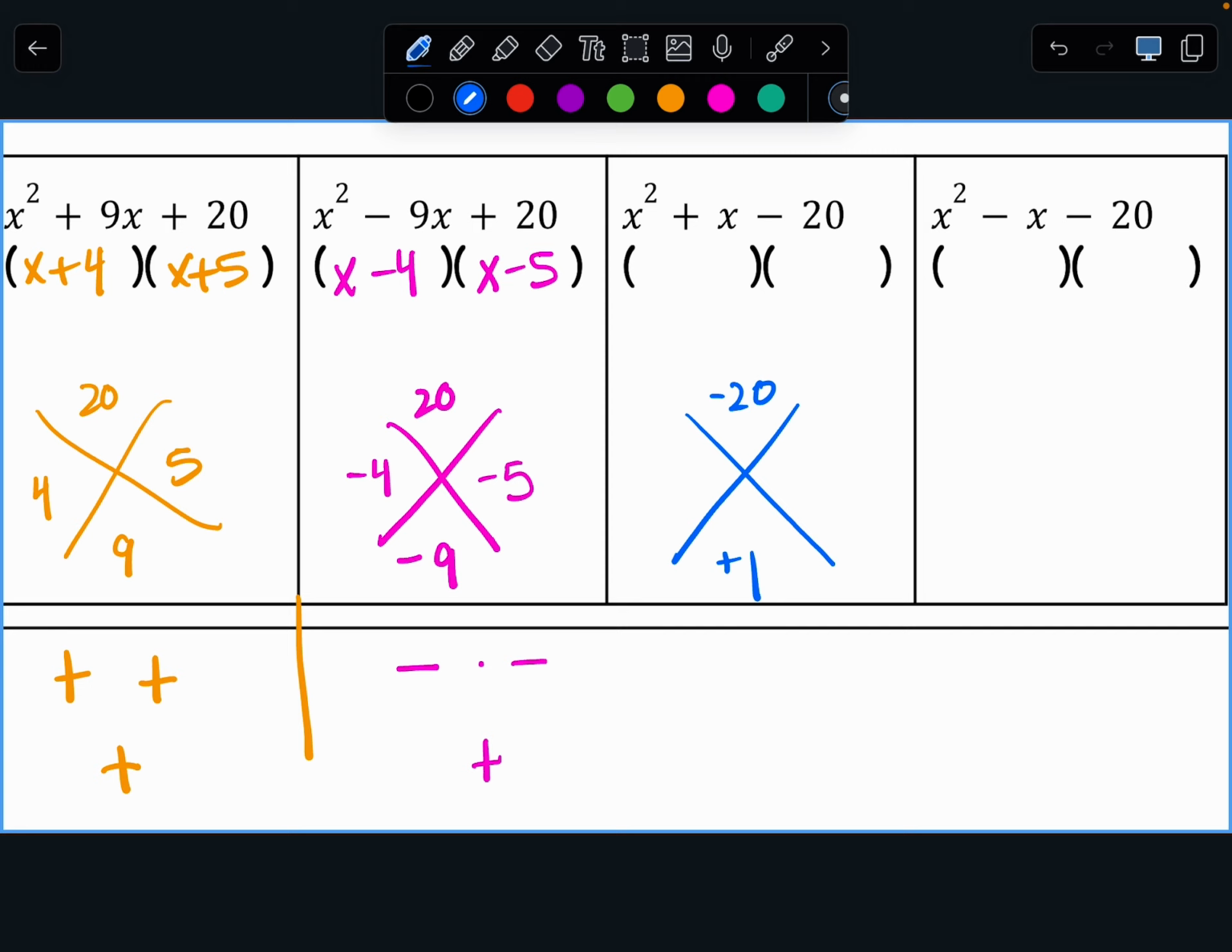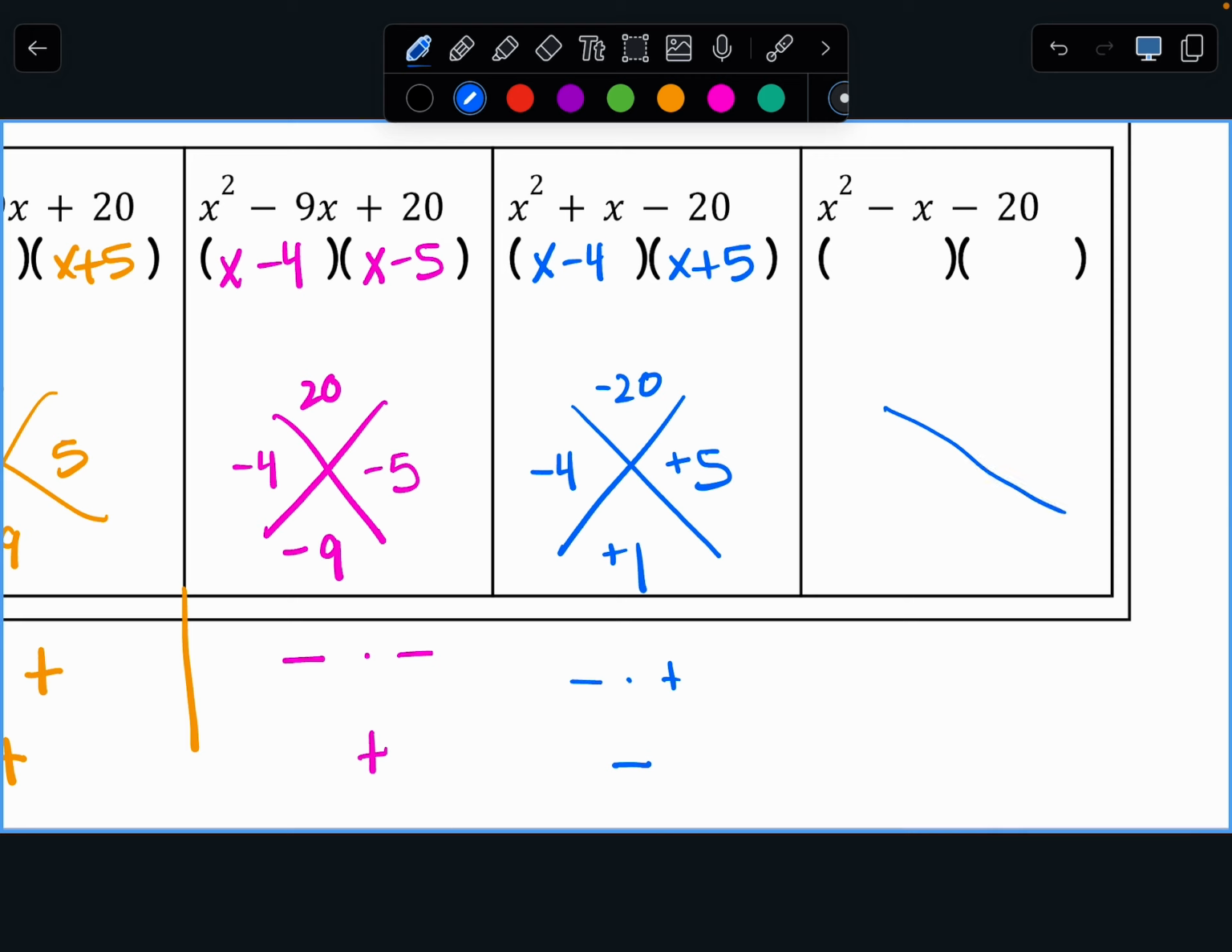The factors of 20 that can give me a positive 1 are negative 4 and positive 5. Obviously, you don't have to write this. I just do so we can keep track of our signs. So that's x minus 4, x plus 5.